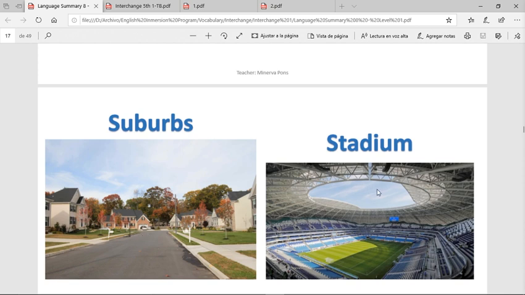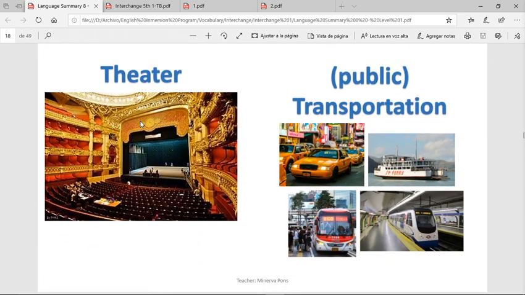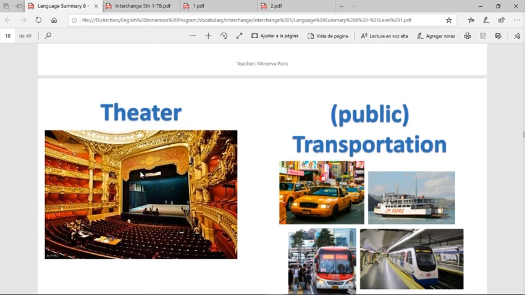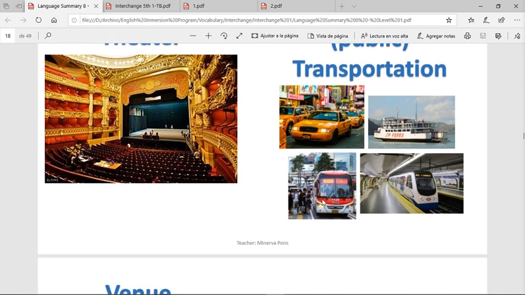A stadium. This is a stadium. A theater. This is a theater. The difference between a theater and the concert hall is that the theater is specifically for plays. And, well, you can say that you can use a concert hall for theater. It's just that you need to reaccommodate it. But they have different uses. We have public transportation, maybe taxis, ferries, bus, metro, subway.